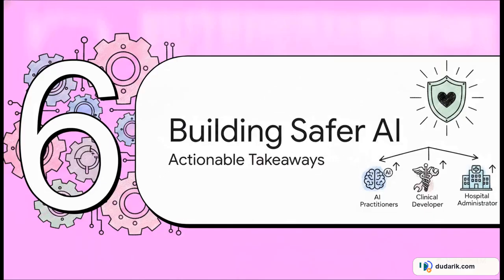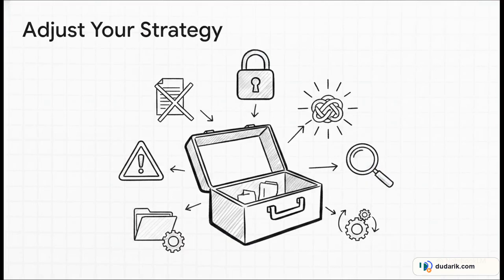Okay, Section 6, Building Safer Medical AI. Actionable takeaways. Whether you're an AI developer, a practitioner, or running a hospital, you need to adjust your strategy today. First, stop trusting single dataset dice scores. They're just an illusion. Second, you absolutely have to implement external zero-shot holdout evaluations. Third, prioritize transformer-based architectures like Segformer when you're moving to clinical deployment. Fourth, stop just looking at the averages.